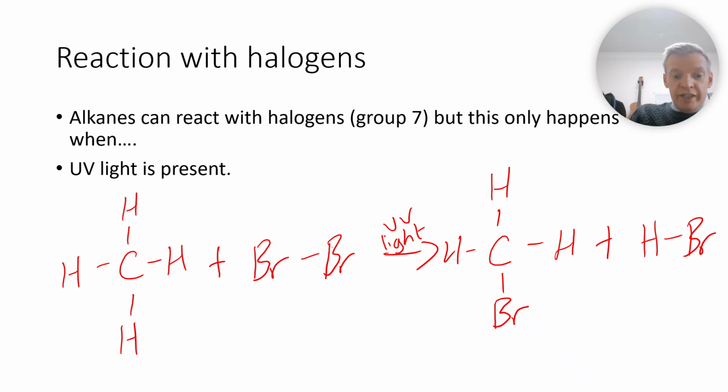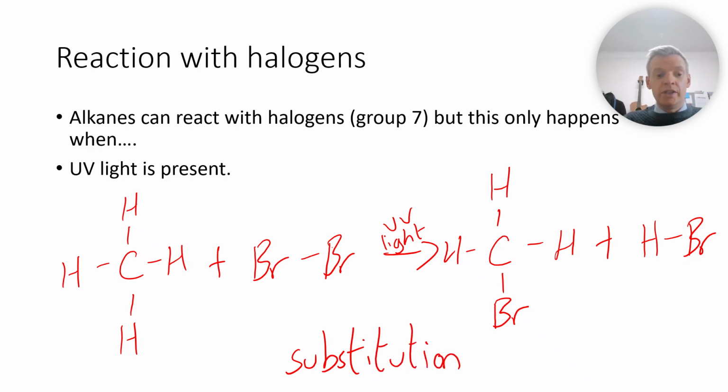And just to really emphasize, because they will ask you, what type of reaction is this? It's a substitution reaction because one of the hydrogens is replaced by one of the bromines. In the spec, they say mono substitution, so just one substitution. You can have further substitutions, but we don't need to worry about that.